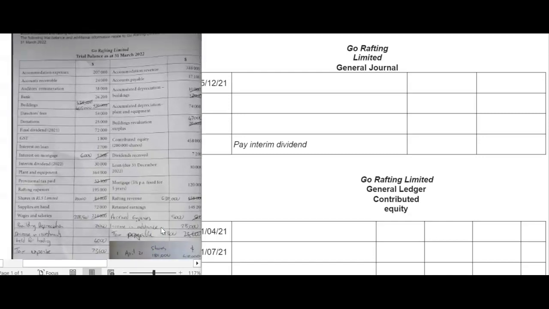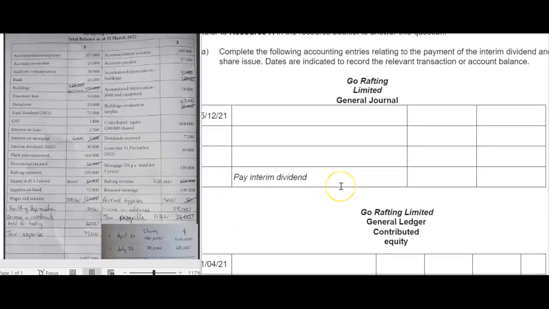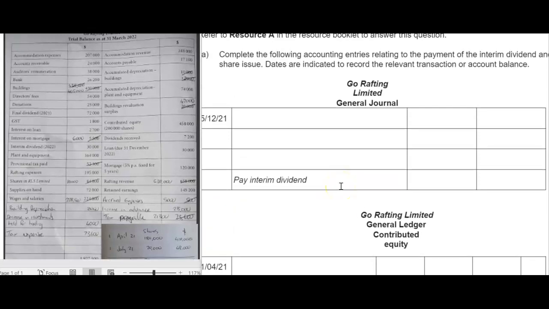So question A, you have to complete the following information relating to the interim dividend. Nice easy question. If we look over here, we see that there's an interim dividend paid of $30,000. So we're going to pay our interim dividend, and that's $30,000. And the credit entry is simply bank. Because in the question, it's got a year here, we're going to add a year as well.